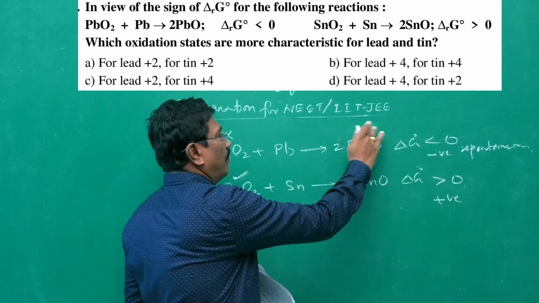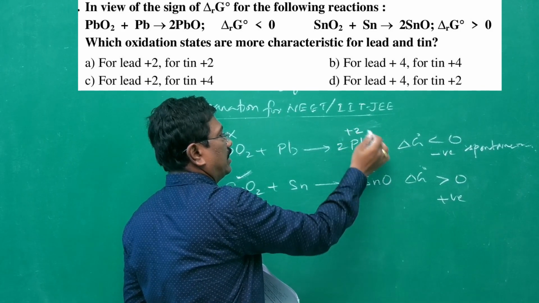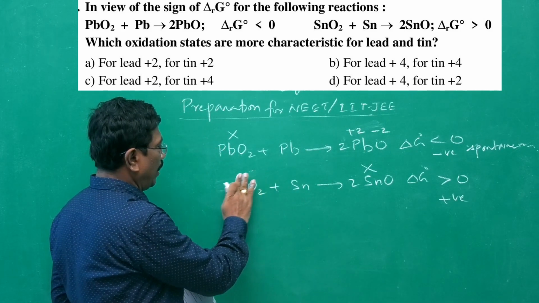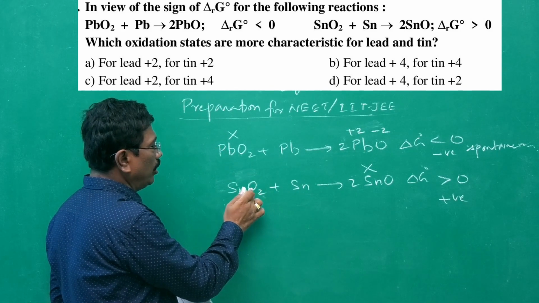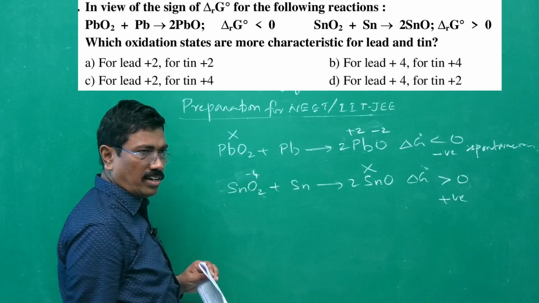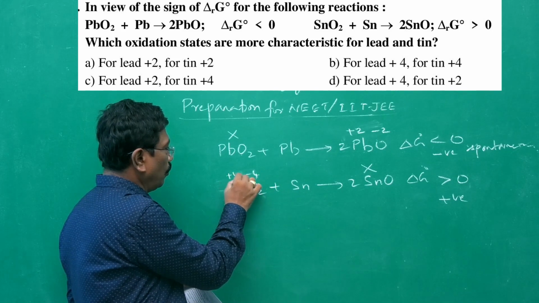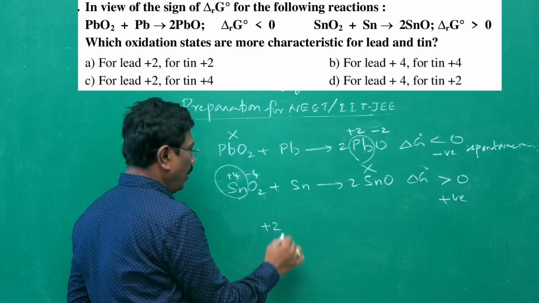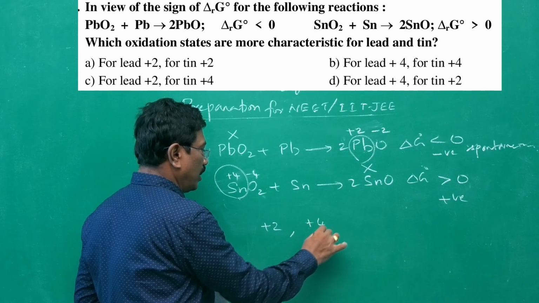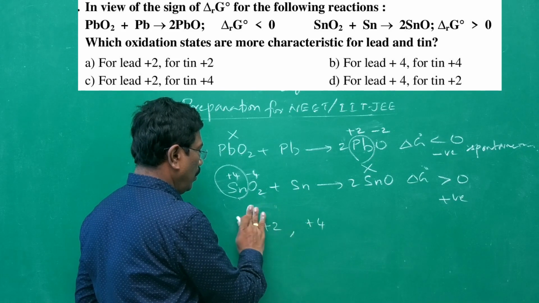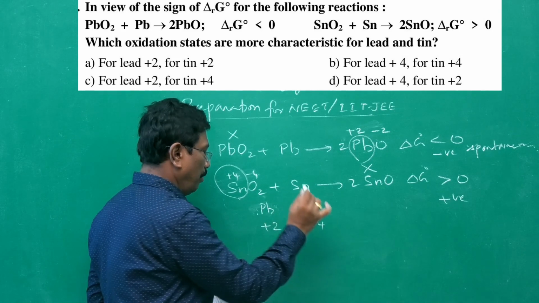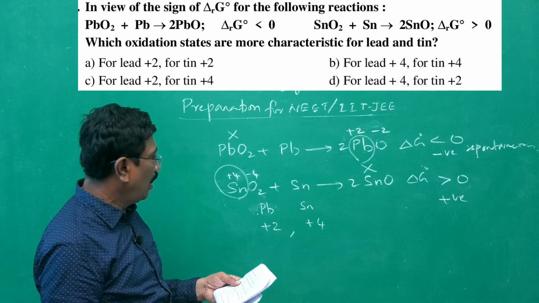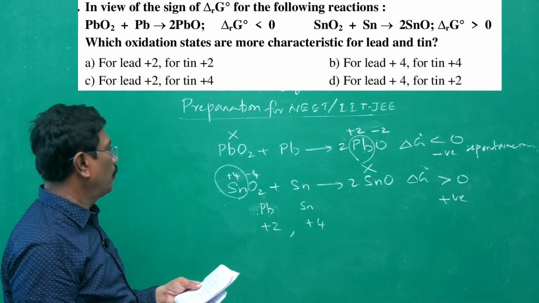Here the oxidation state of lead is plus 2, as oxygen is minus 2, therefore lead has to be plus 2. In the case of tin, we have 2 oxygen atoms, 2 into minus 2, minus 4 is the total oxidation state for oxygen. For tin it is plus 4. So lead in plus 2 oxidation state is more stable and tin in plus 4 oxidation state is more stable. So the option is C, where for lead it is plus 2 and for tin it is plus 4.